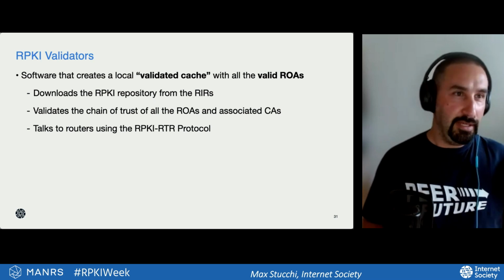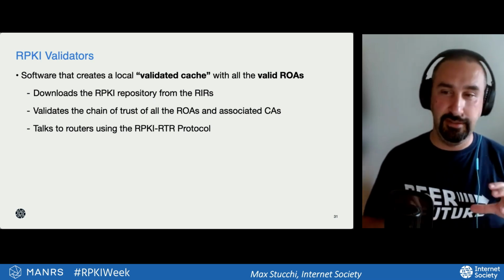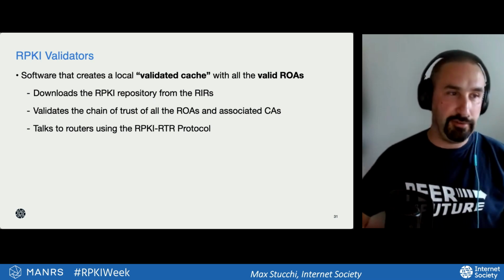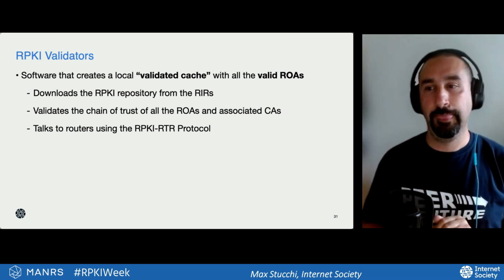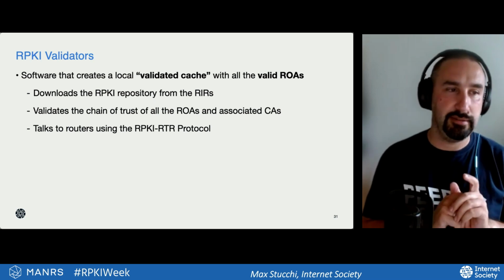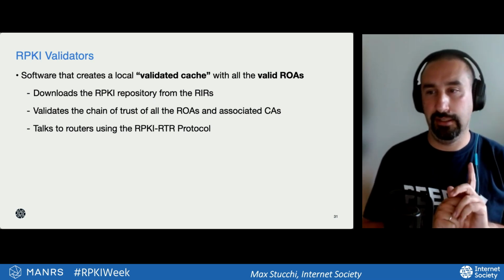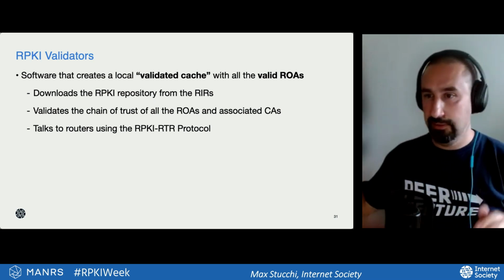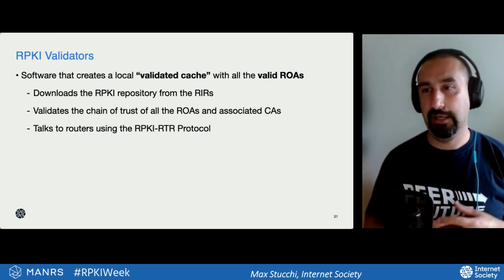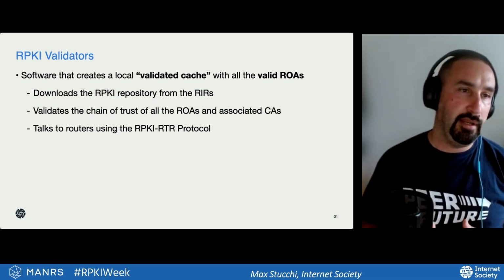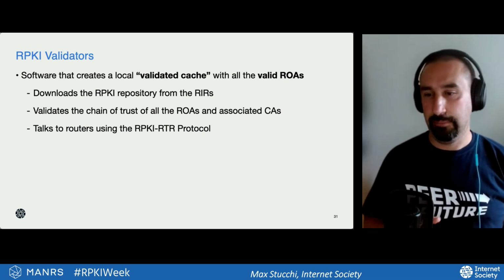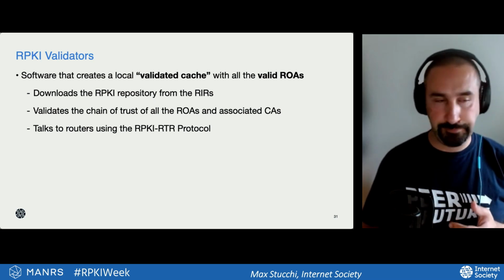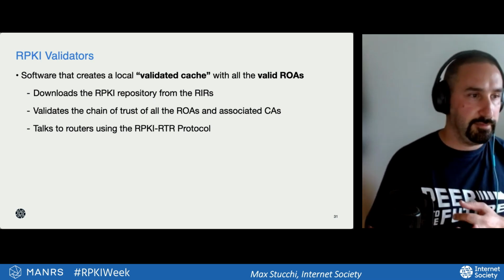So an RPKI validator is software whose goal is to download all the RPKI repositories from the RIRs, but it also takes all the pointers to all the other repositories for delegated RPKI. So it contacts each one of them and downloads all the RPKI data. And when we talk about RPKI data, we talk about ROAs, we talk about certificates, we talk about keys, public keys, of course.